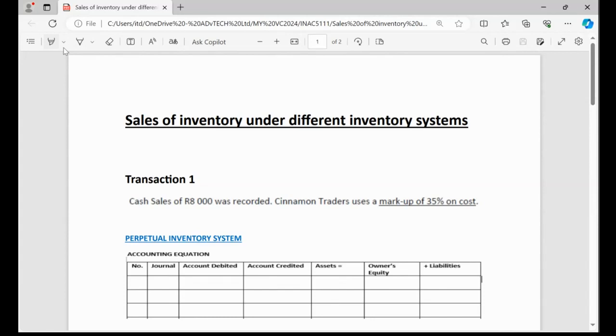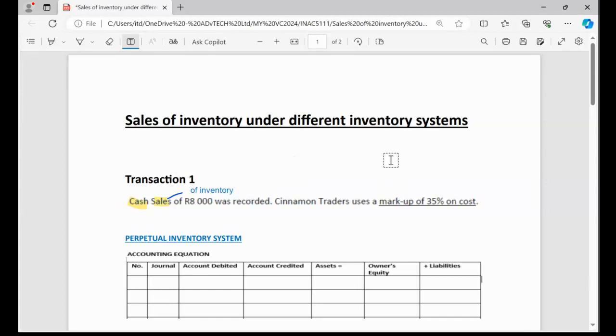As you can see here, we have transaction number one. We have the cash sales. This makes the difference. Remember, we can only say cash sales when we are selling inventory. So when we see the words cash sales, automatically it means we sold inventory. You must make sure that you remember that, because next time they will say you are selling equipment, and it won't be inventory. Just know that it's the sales of inventory. This is very important, so make sure that you always check that.